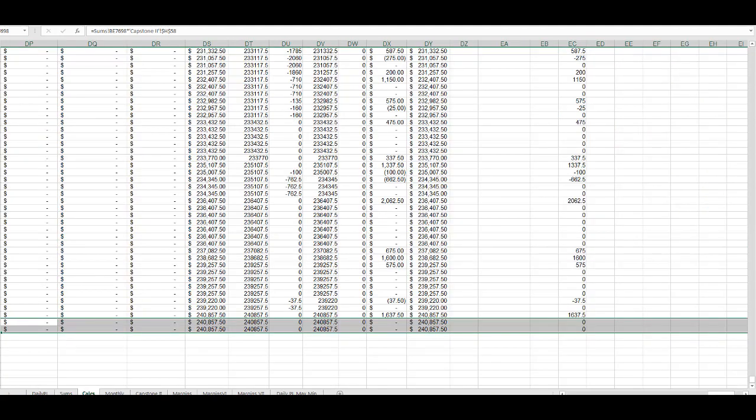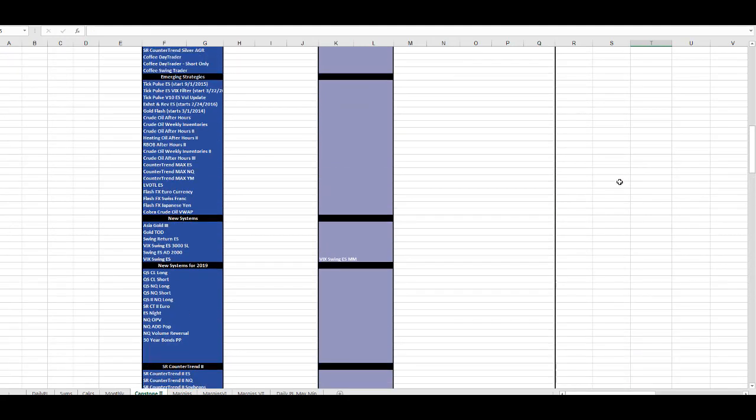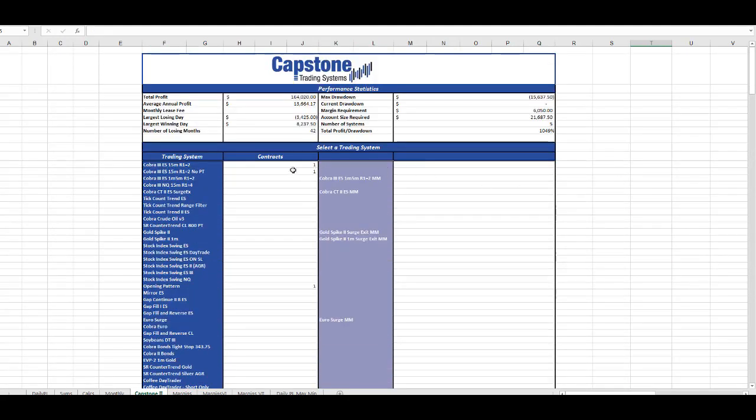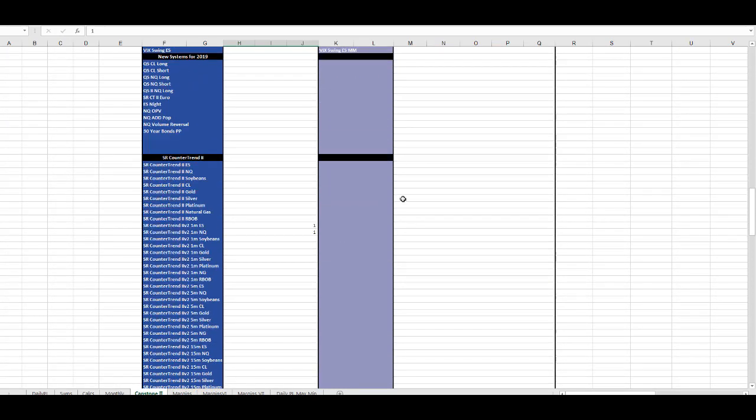A lot of these values have been copied and pasted as values. And I do the sums, and I do multiple calculations here, and I get this portfolio tool, where I can just change the number of contracts, and it will update the results. And so we just went over the top stock index trading systems, and we looked at SR counter trend 2, Cobra 3, opening pattern.